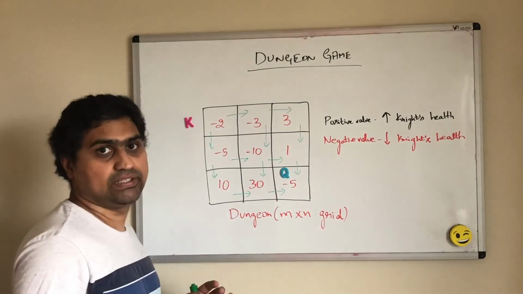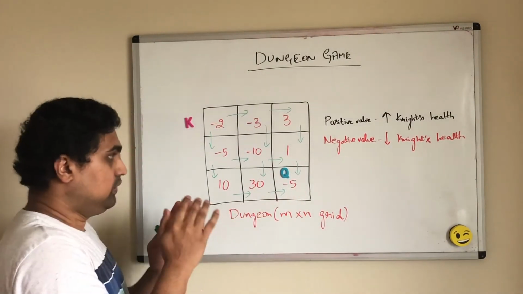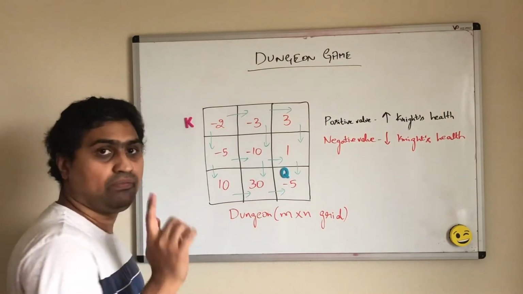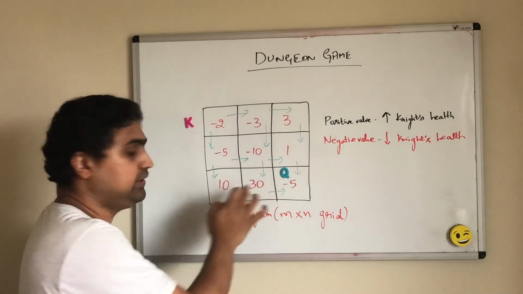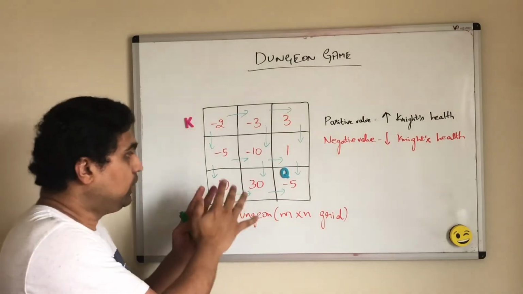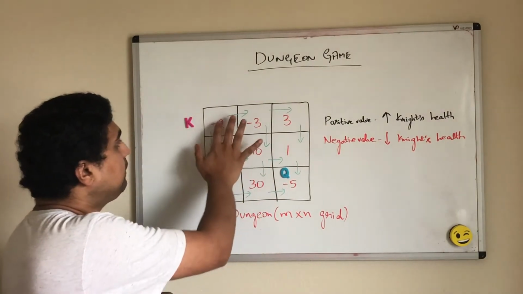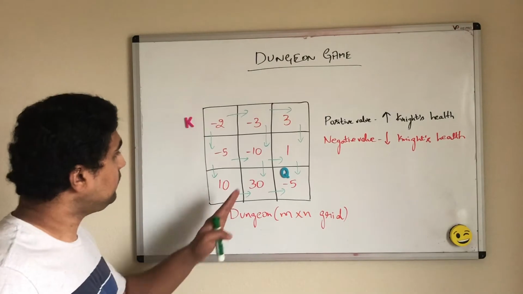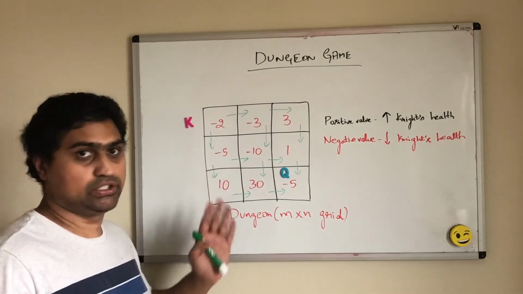So this is the base case. Once we know the minimum health required by the knight here, then we can find the minimum health required by the knight here and here. And we can work backwards and find the minimum health required by the knight here. So this problem can be solved using recursion.